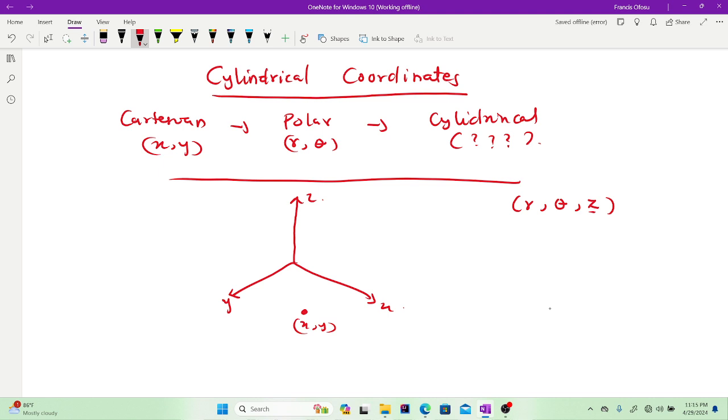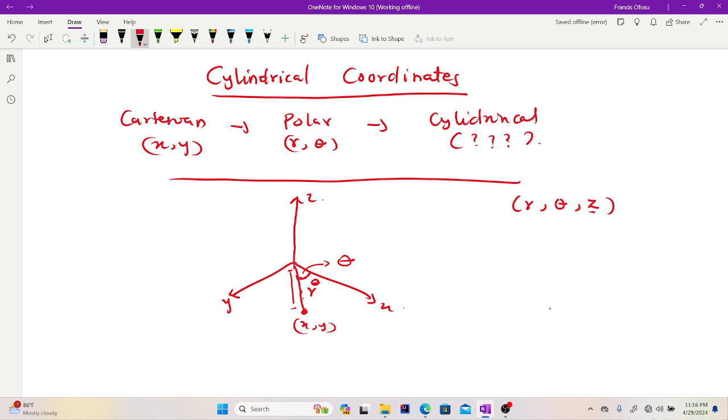We simply join the origin to the point here. The line joining the origin and the point in space is what's going to give us our polar coordinates. Here the distance from here to here is giving us r. Take note. Then the angle this is making with the positive x-axis is giving us theta. So these are the sources of our r and theta.